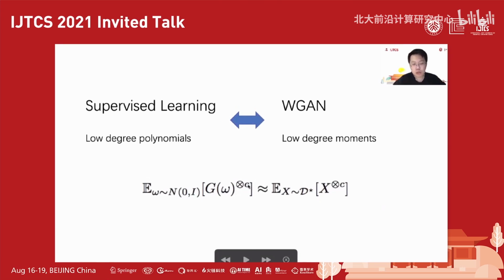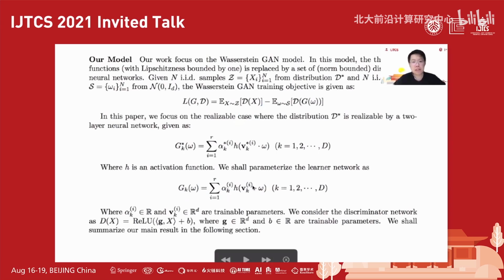It means that for a small number c, like the second-order moment or third-order moment, our generated distribution and our target distribution will fit the lower order moments at the earlier stage of training. Yeah, this is the main problem we are going to solve, or partly answer, in this paper. Our work focuses on the Wasserstein GAN. In this model, the set of all functions is replaced by a set of discriminator neural networks.